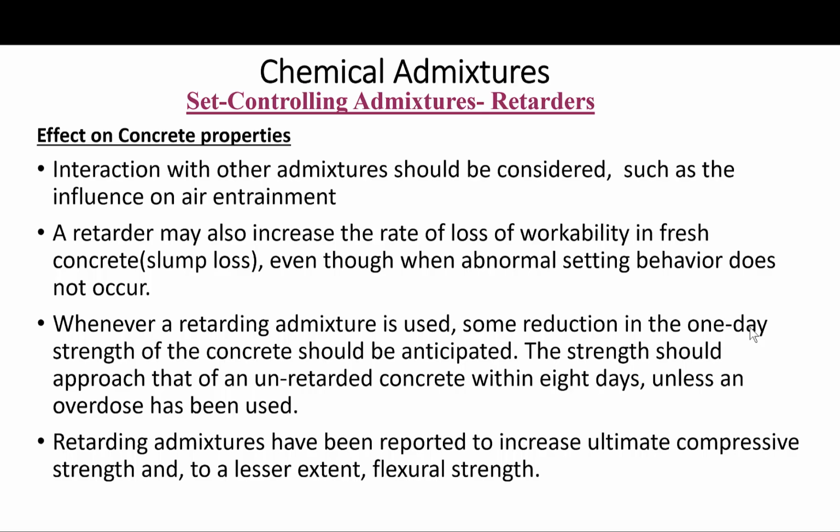So retardant admixtures have been reported also to increase ultimate compressive strength and to a lesser extent the flexural strength. Although set controlling admixtures have been reported also to increase drying shrinkage and creep, the effects are not large and often depend on changes in mix design, time of hydration, time of drying, or loading. But laboratory work indicates that admixtures increase the rate of drying shrinkage and creep, but not the ultimate values.